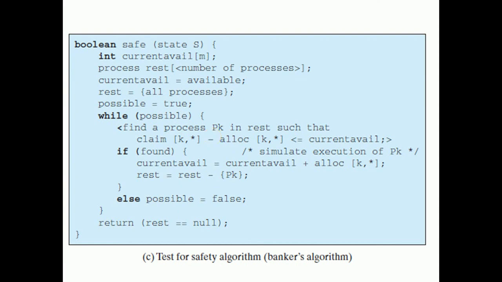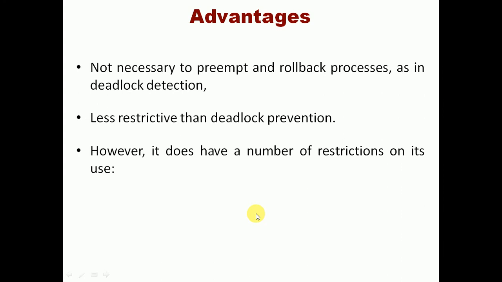Now this is the test and safety algorithm for the Banker's algorithm. All the processes are there. While possible, find a Pk in the rest such that the claim can be met by the currently available resources. If found, we can execute it; otherwise it is false. The main advantage of this is it is not necessary to preempt and roll back processes as in deadlock detection. It is less restrictive than deadlock prevention.